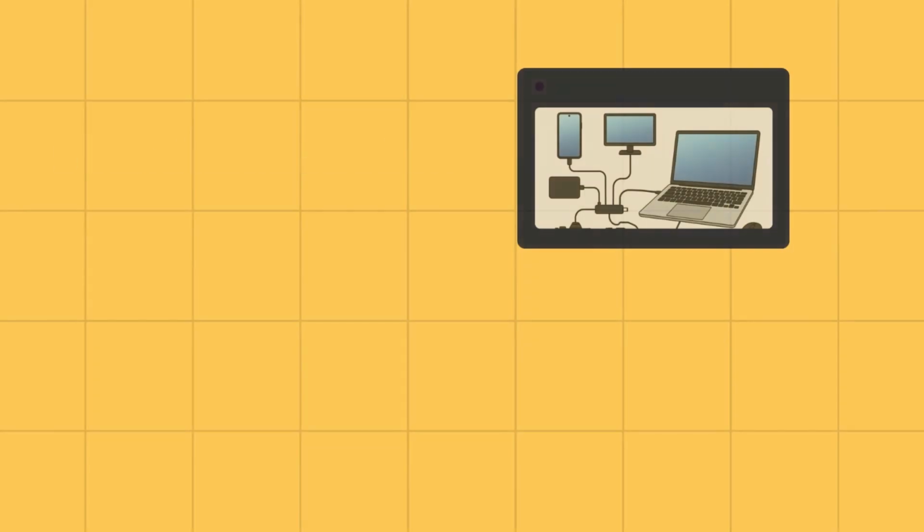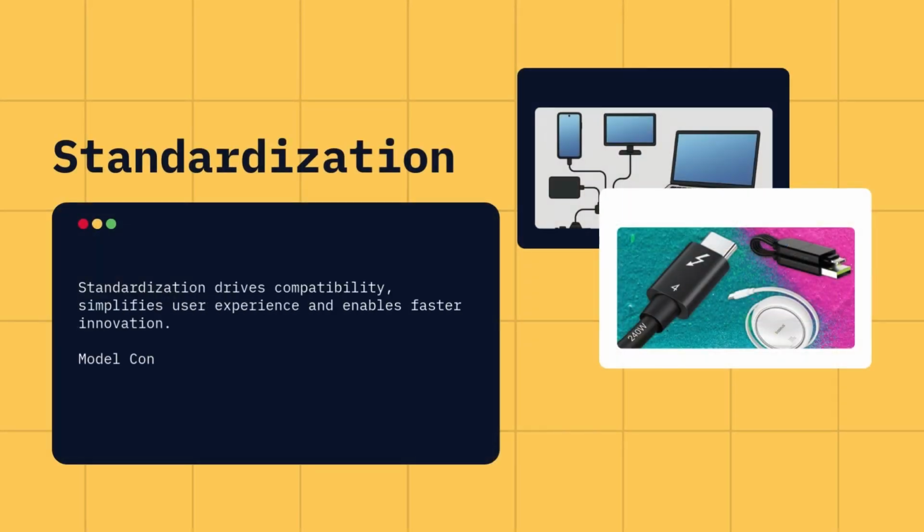In the world of technology, standardization is key. Just like USB-C allows you to connect a wide range of devices to your computer with a single port, the Model Context Protocol, or MCP, aims to do the same for AI applications. But what exactly is MCP and why is it so important?